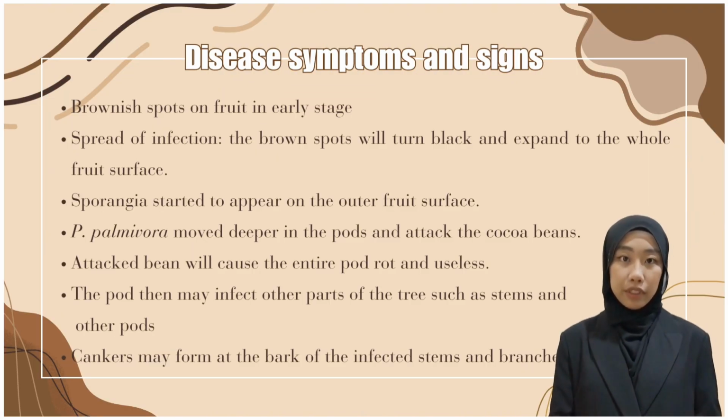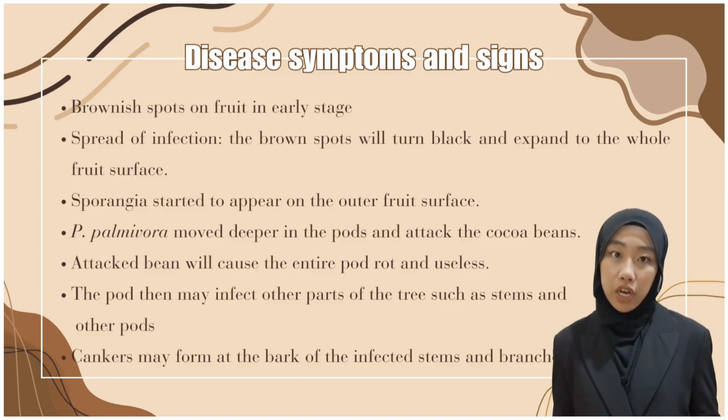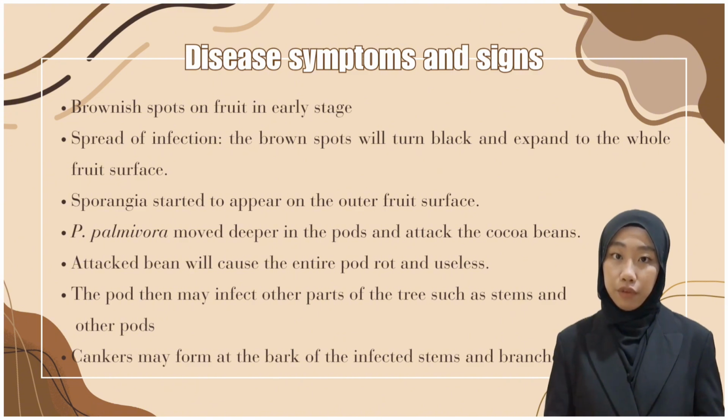Next, I will talk about the disease symptoms and signs. This pathogen shows symptoms of brownish spots on the fruit. Not long after, the infection spreads, where the brown spot will turn black and cover the fruit surface. The pathogen shows signs of sporangia on the outer surface of the fruit.